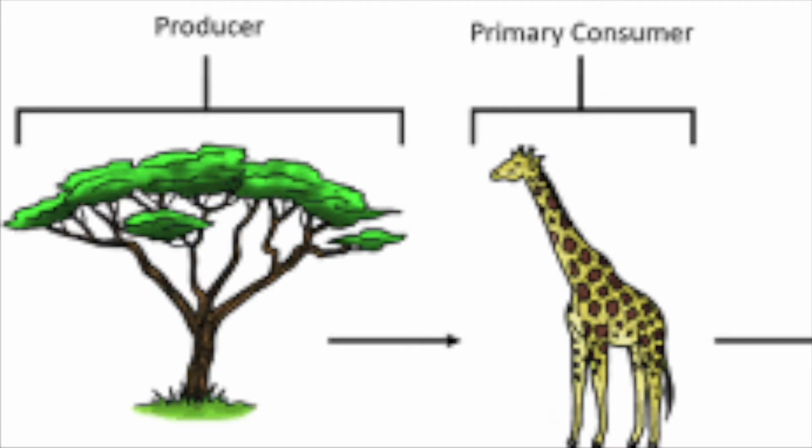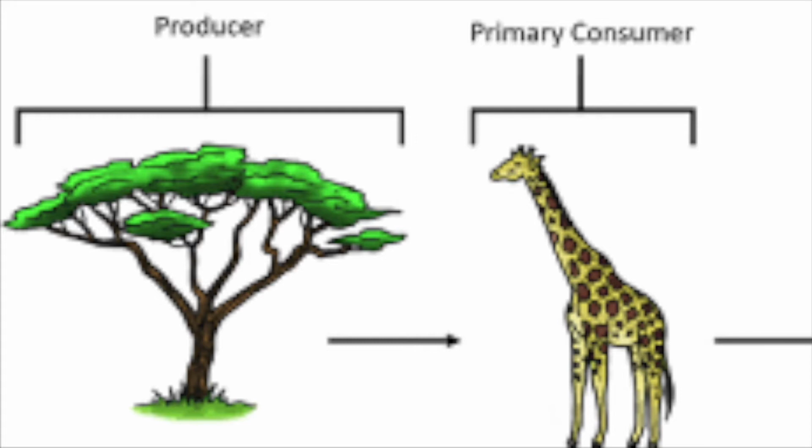So let's say that the grasshopper is the primary consumer. They could also be flies or rabbits, or depending on what your primary producer is, you will see what your primary consumer is. Now let's see what's next up.